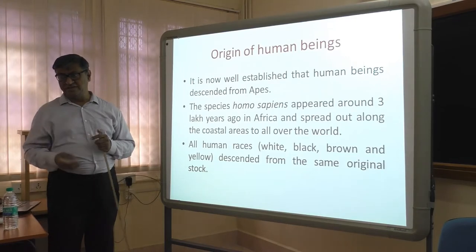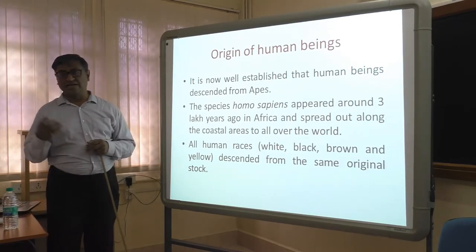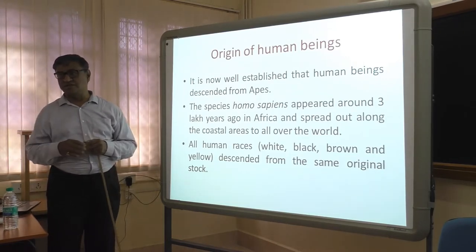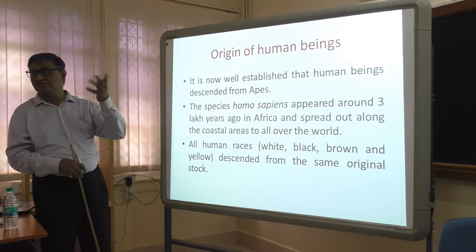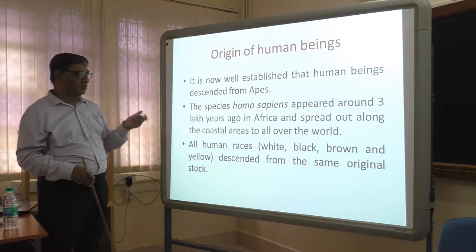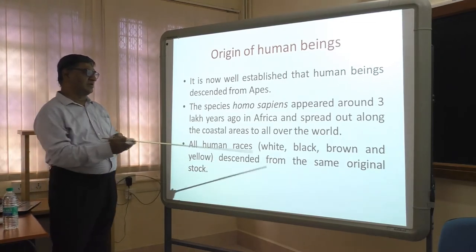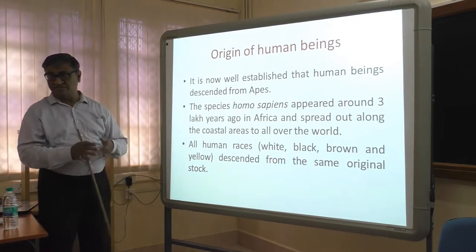If you start counting, 30 years is about one generation. So 3 lakh years corresponds to 10,000 generations. This is not big enough. Right? Your grandfather's grandfather, if you go back, in a short time you will reach the early period of human evolution. All races, white, black, brown, yellow, everybody has descended from the same stock.